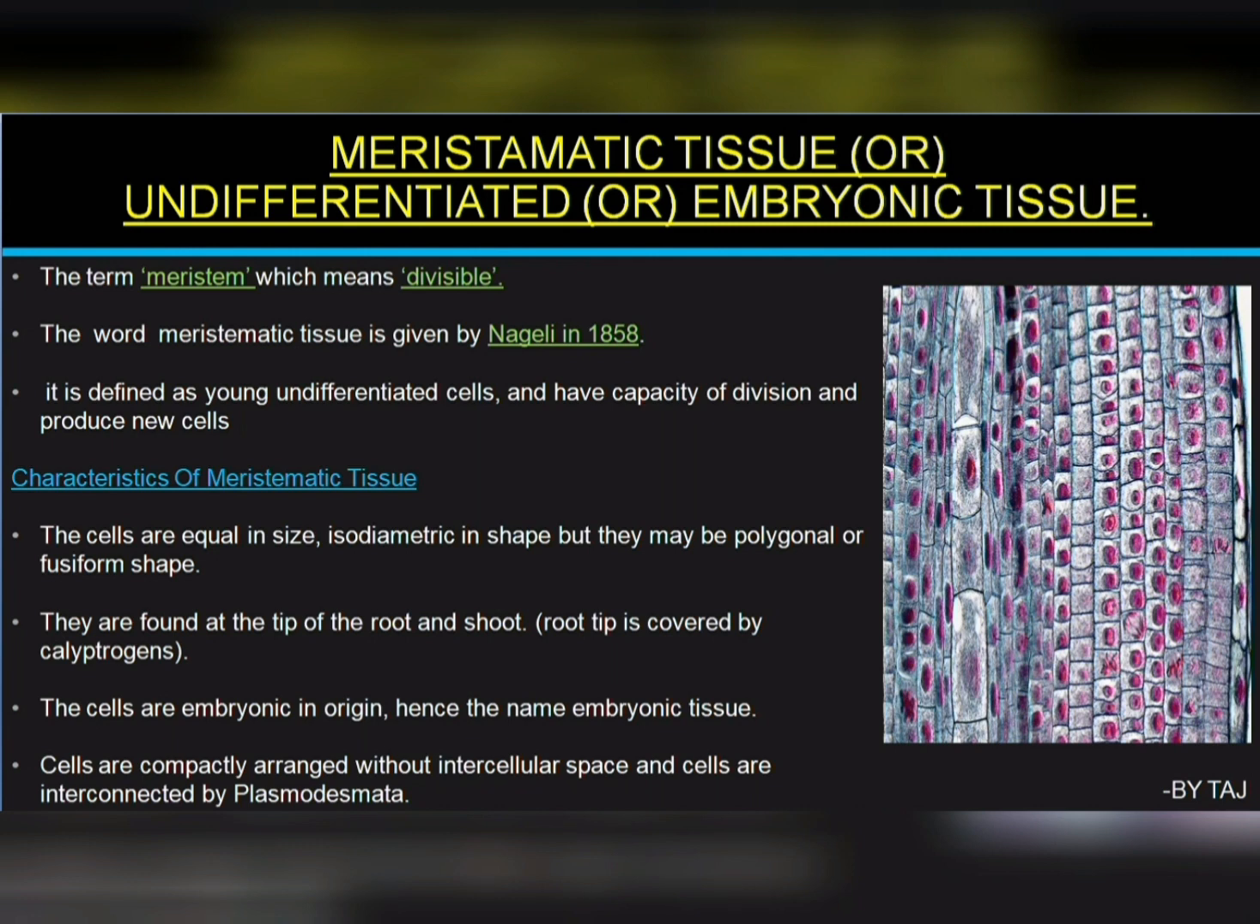These cells are compactly arranged. That means there is no intercellular space in between the cells. The space in between the cells will not be there, and the cells are interconnected, from one cell to another cell there is a connection. These connections we call plasmodesmata. So this is about the meristematic tissue, or undifferentiated tissue, or embryonic tissue.